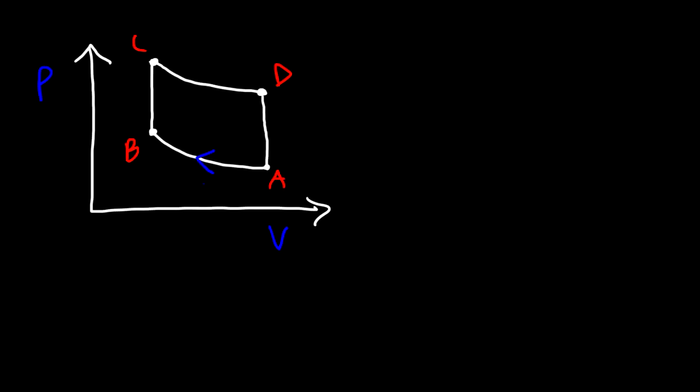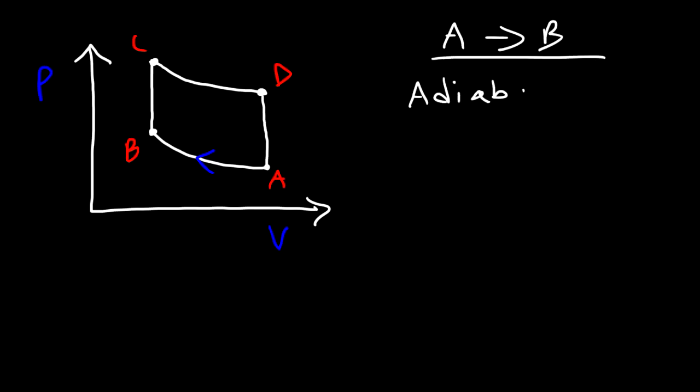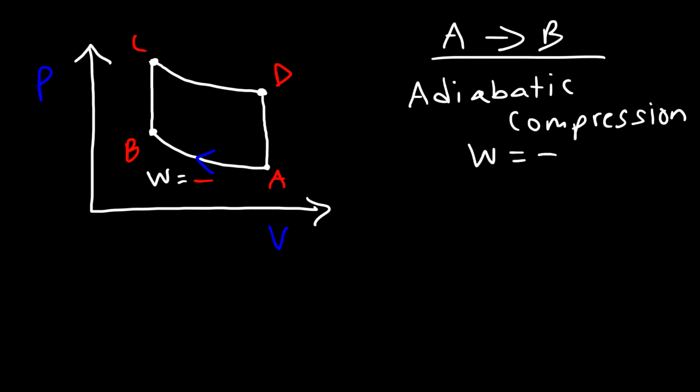So the first step is going from A to B. So as we go from A to B, this is the compression stroke. It's an adiabatic compression. Now, anytime a gas is compressed, the work performed by that gas is going to be negative. So the work is really done on the gas. It's not really done by the gas. If the work is done by the gas, work is positive. If it's on the gas, work is negative. So W is negative for this example. And for any adiabatic process, Q is 0. No heat goes into the system or out of the system.